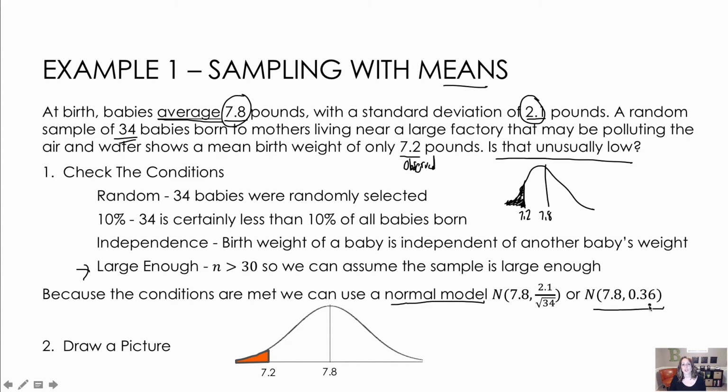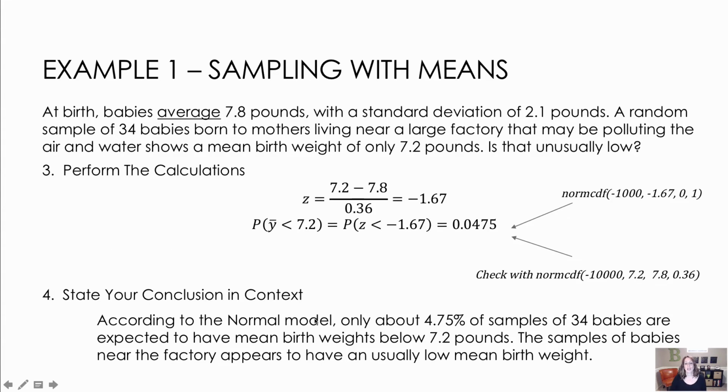One thing I want to caution you with here: don't round this off too much if you're going to use it in a calculation. And then we would draw a picture. This is the same as the picture that I drew up here. And then we're going to perform the calculations. So 7.2 minus 7.8. A lot of times, I just want to point out, people will instead of writing 0.36, write the 2.1 divided by the square root of 36 down there so that their answer is more exact.